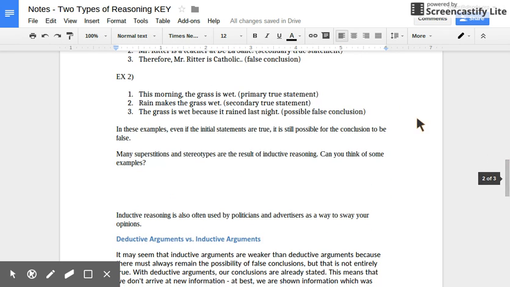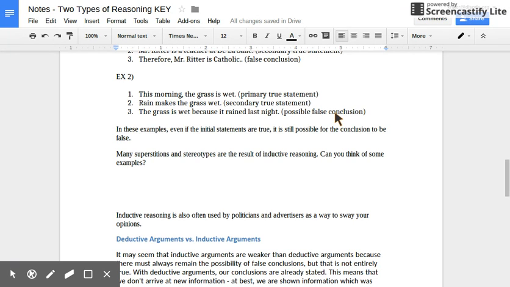Let's try another one. This morning I observed that the grass is wet. That's true, I see it, it's wet. I know that rain makes the grass wet. That's also true. Is it a good conclusion to say, or a logical conclusion to say, that the grass is wet because it rained last night? Possibly, but I would need more validation. It is possible that the sprinklers were on, or that a dog was walking by and had to go to the bathroom. So we can't say for sure, based on these statements, that it rained last night and that is why the grass is wet.